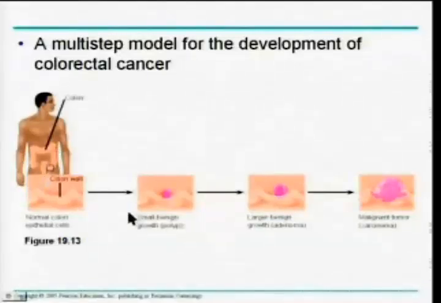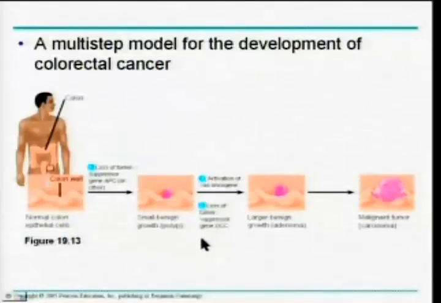So we start on the left and go to the right. So there's the colon. Here's the normal colon wall, illustration of a section through the wall. The normal colon epithelial cells are seen here. And loss of the tumor suppressor gene APC, or maybe something else, can bring about a small benign growth or a polyp. And then activation of the RAS oncogene, or loss of tumor suppressor gene DCC, can lead to larger benign tumor and adenoma.